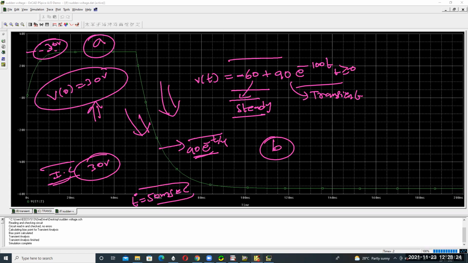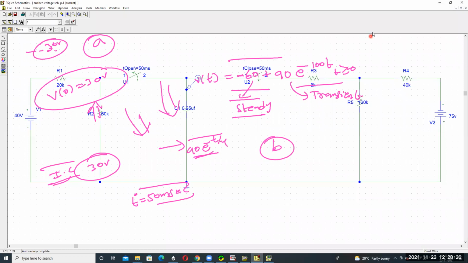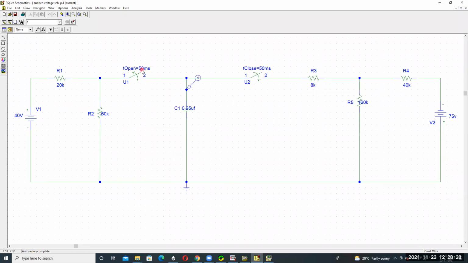According to our simulation circuit, this is 50 milliseconds. After 50 milliseconds, the circuit will be closed, and we will get this response. Because of the source, we will get this different response.